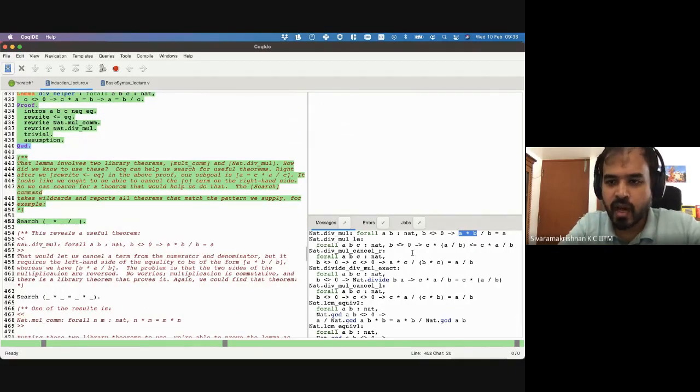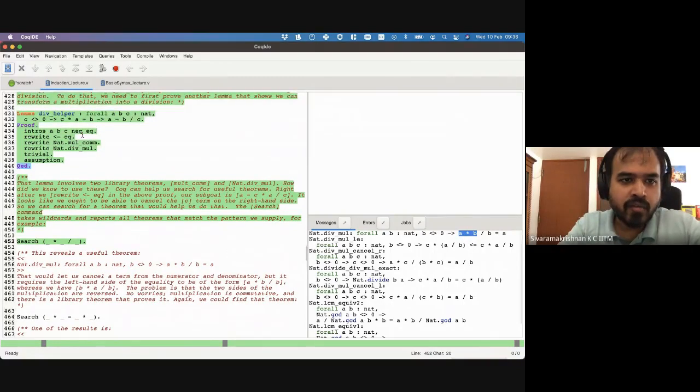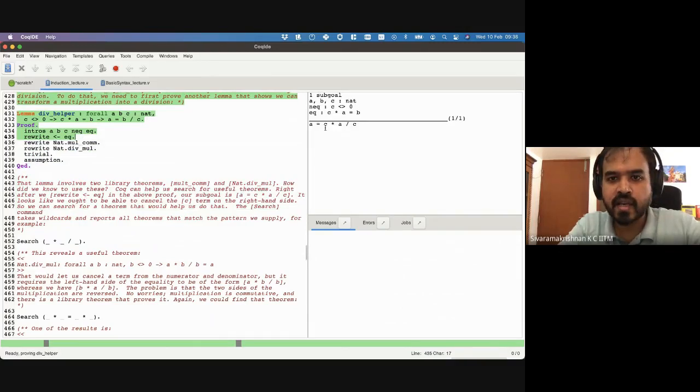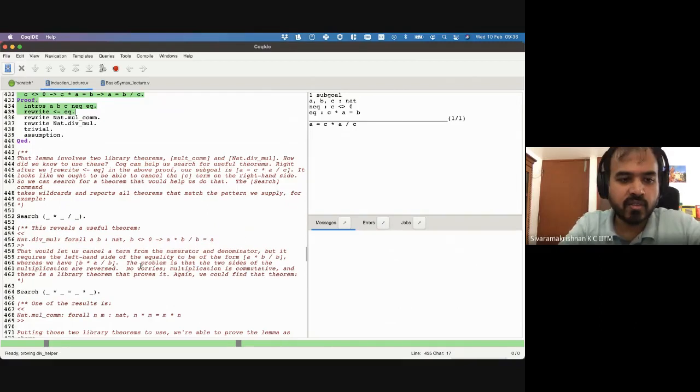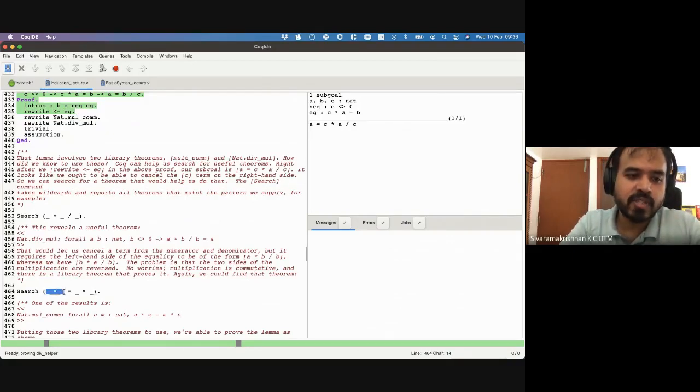But if you observe the shape of this, it is A times B divided by B. But what we have here is C times A divided by C. So A and C are in the wrong positions. We need to commute these somehow. Again, you can search for theorems that show that multiplication is commutative. So here is the search again, which is essentially searching for: give me all the proofs which have the structure where you have multiplication on the left and right and equality in the middle.